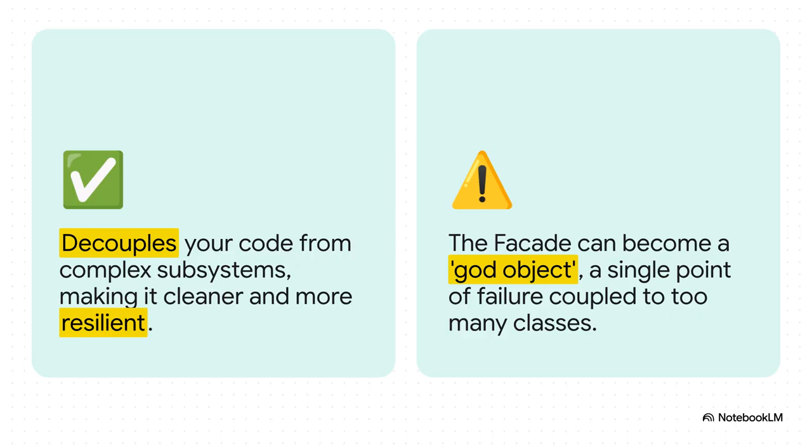But there is a big one to watch out for. Your facade can turn into what we call a God object. Basically, it's the single class that knows and does everything. It gets tangled up with every single part of the subsystem, and if you're not careful, the facade itself becomes this massive, complicated bottleneck you were trying to avoid in the first place.